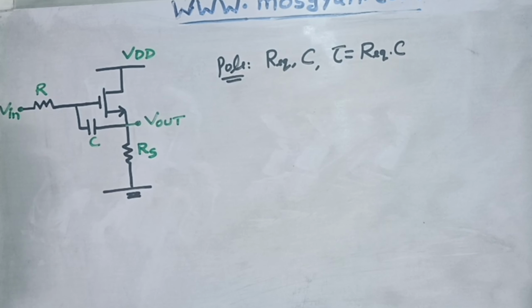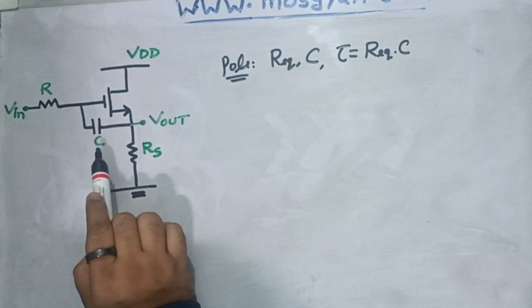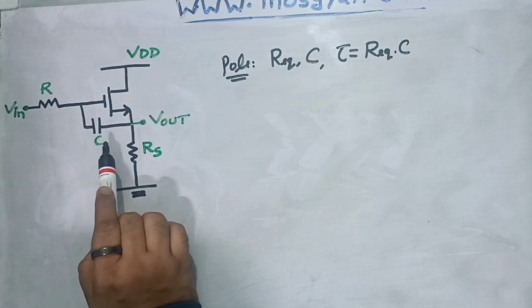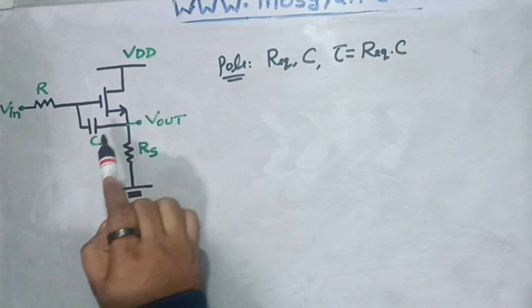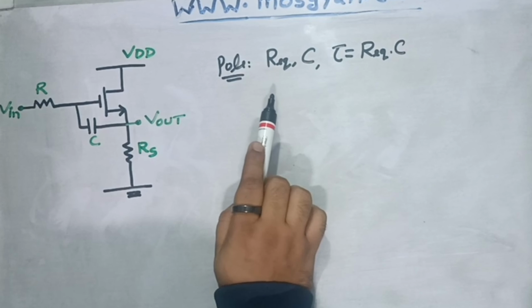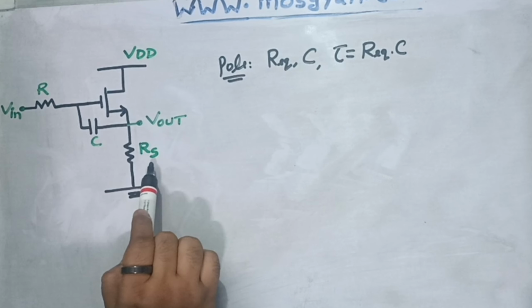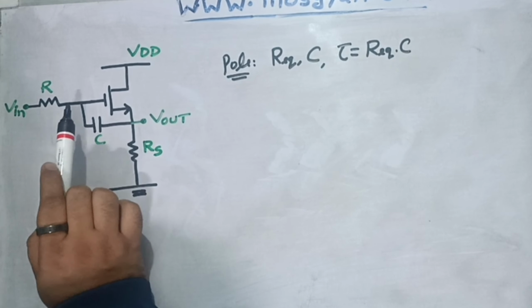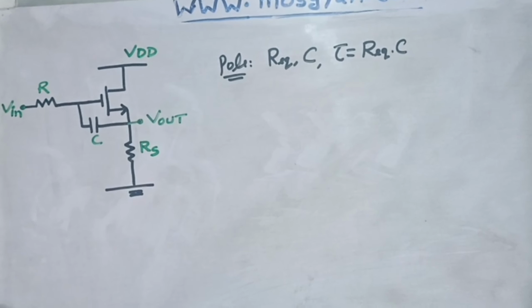So for pole calculation, if you see only one capacitance given in this circuit, that means this is a single pole system. So C equivalent would be equal to C only. So that becomes easier for us. But we need to find out R equivalent for this circuit, because if you see, source resistance is also given, one resistance is at gate also, and the MOSFET is also there.